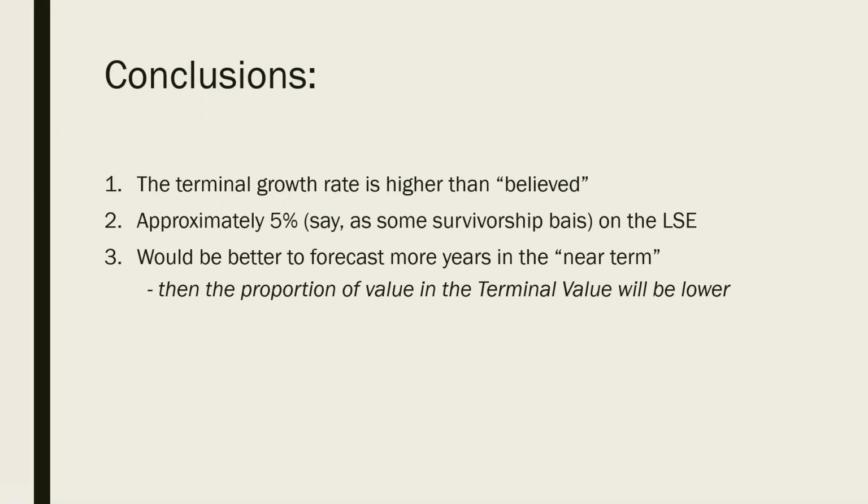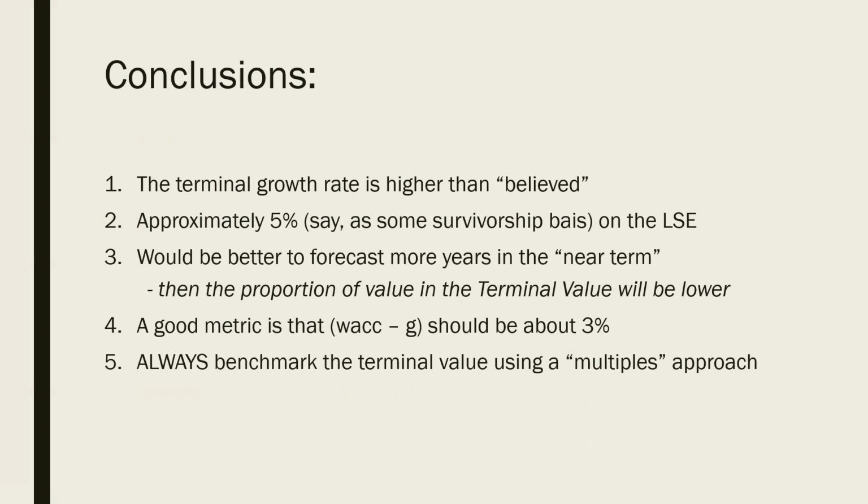It would be better to forecast more years in the near term. That way, the proportion of value that's sitting in the terminal value is always lower. So we suggest people go as far as they can. But perhaps we should also bear in mind that the important metric is actually WACC minus G. If we look at our data, that should be around about 3%, and so we need to be consistent with that.